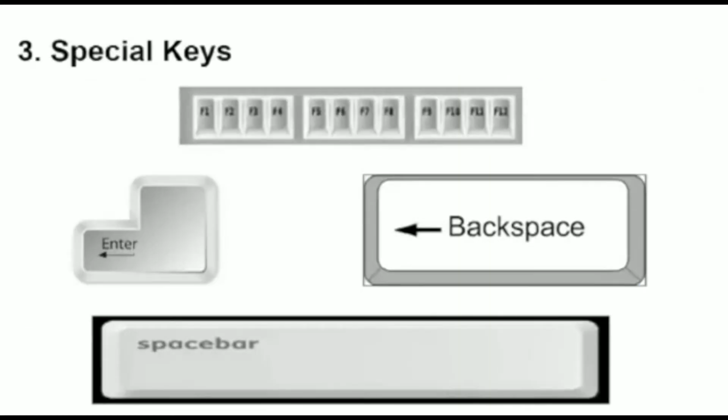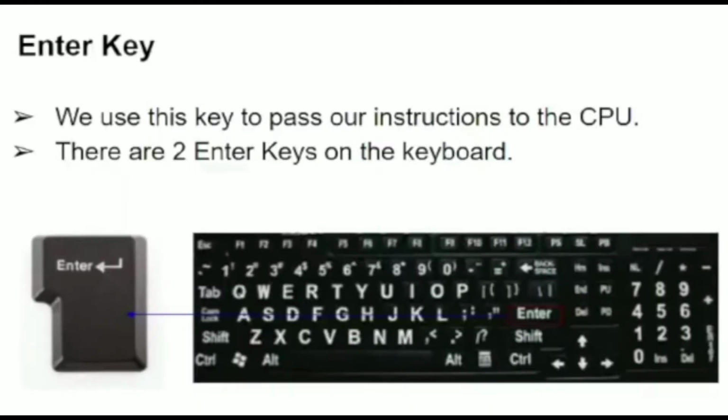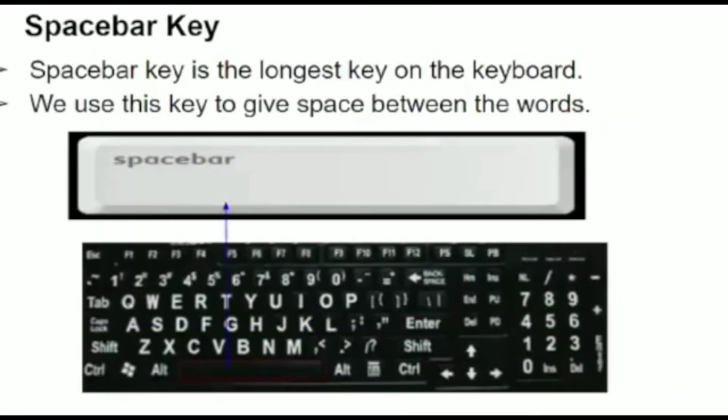Special keys. There are some special keys on the keyboard which are commonly used. Let us see. Enter key. This key is used to move the cursor to the next line. It is also called the return key. There are 2 enter keys on the keyboard. Spacebar key. This key is the longest key on the keyboard. It is used to give space between 2 words, letters or numbers.